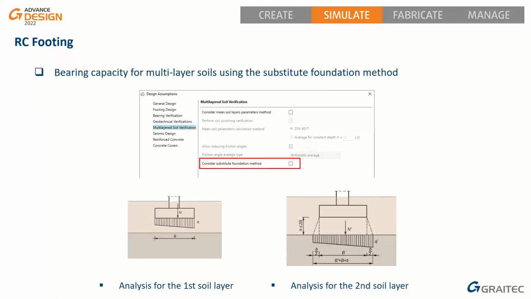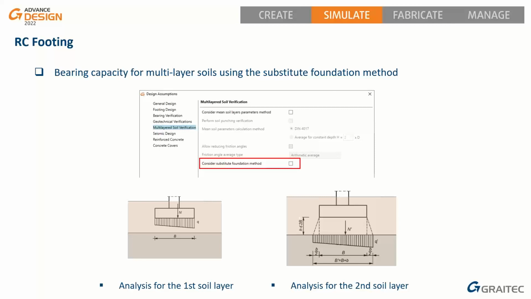Another improvement is related to the multi-layer soils. So there's a new method for considering multi-layered soil for the bearing capacity. The previously available methods are based on the replacement of soil layers by a single layer with the average, with the mean values of parameters.